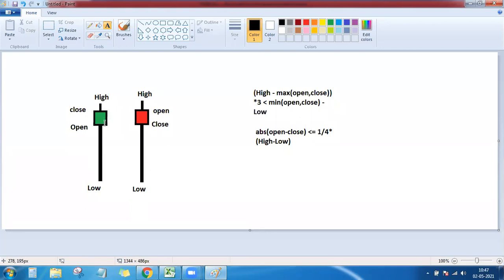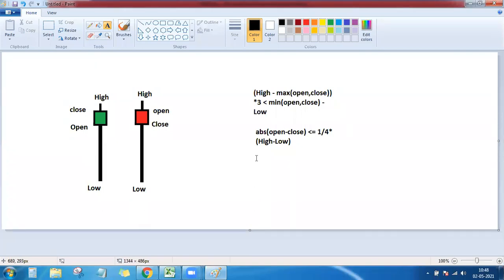But the problem over here is this: if the hammer is at the end of a down rally, then you call it a hammer pattern. If the same pattern appears at the end of an up rally, you call it a hanging man. So that condition also you should try to incorporate. Normally in Excel, it won't be possible to exactly spot the downtrend and uptrend.